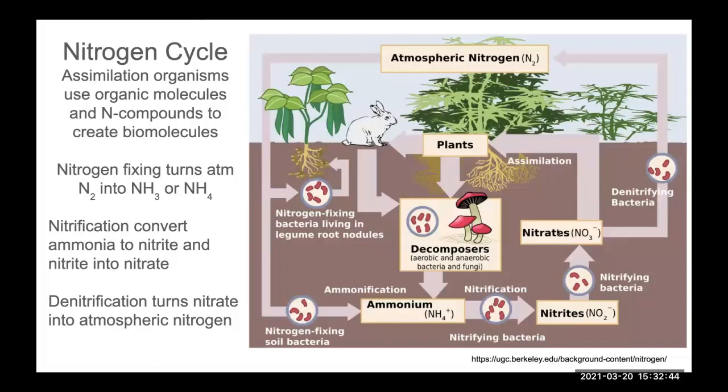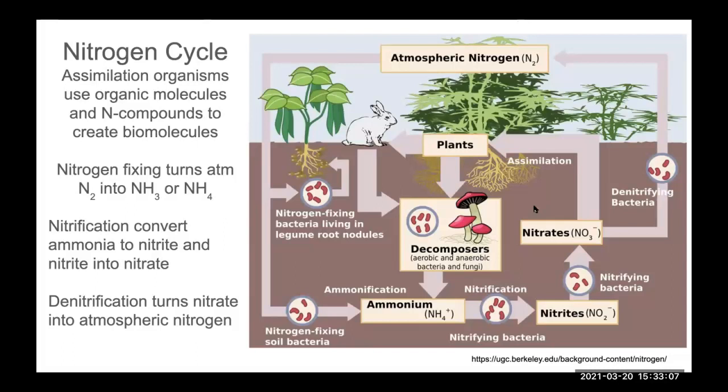These nitrates that plants and animals take up can be put back into the earth as things die or are excreted. And the decomposers, along with aerobic and anaerobic bacteria and fungi, will secrete the nitrogen back as ammonium, and it will continue in the nitrogen cycle.